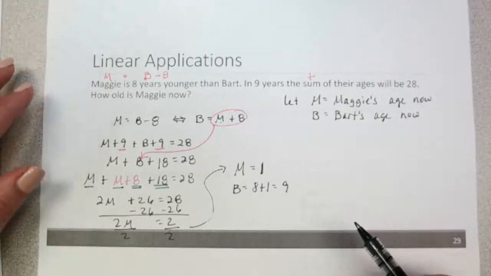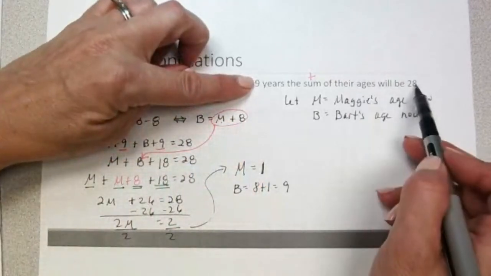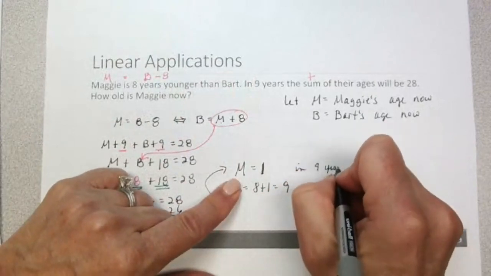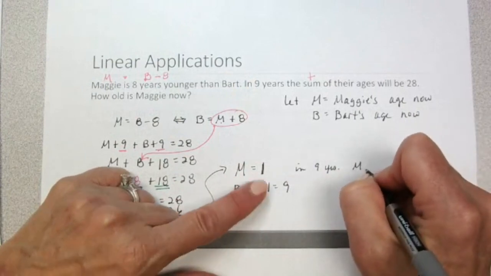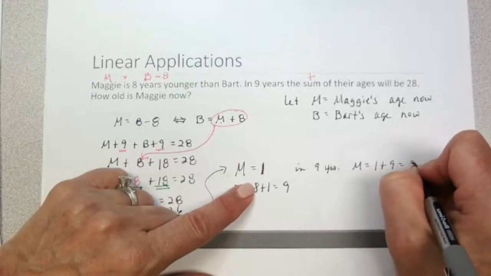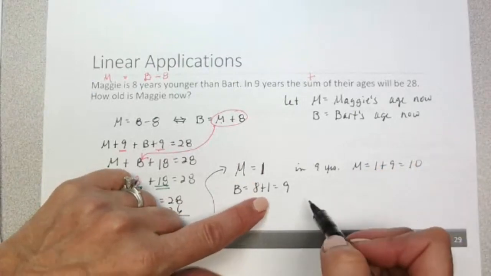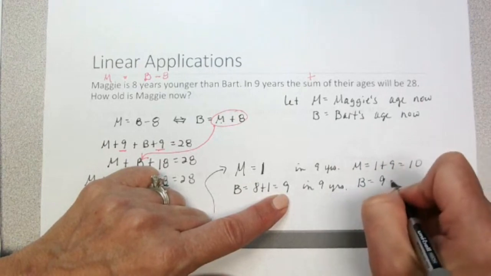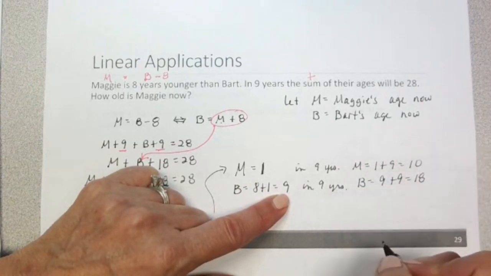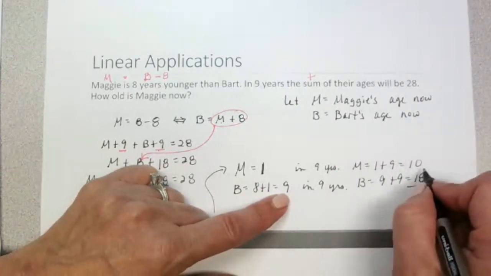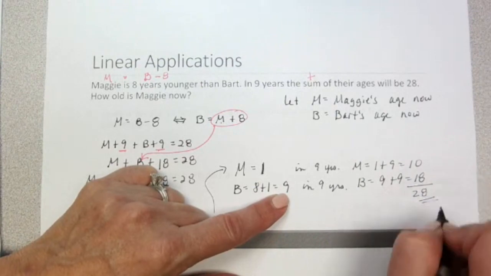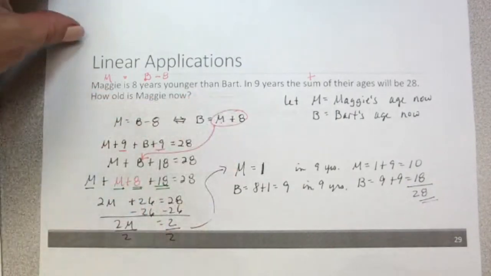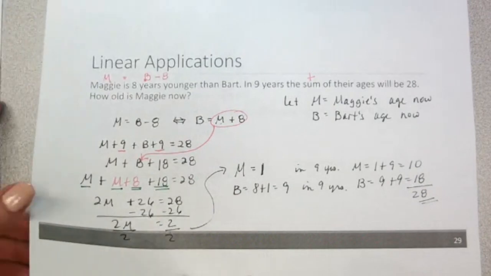Okay, should we check this and make sure? Well, let's see. In 9 years, the sum of their ages will be 28. Well, in 9 years, if Maggie's 1 now, Maggie is going to be 10, right? 1 plus 9. Bart, if he's 9 now, in 9 years, Bart is going to be 18. Does the sum of their ages in 9 years equal 28? 10 plus 18 is definitely 28. So this one was a little bit tricky because you want to just add 9 to their ages, but we have to add 9 to both of their ages.